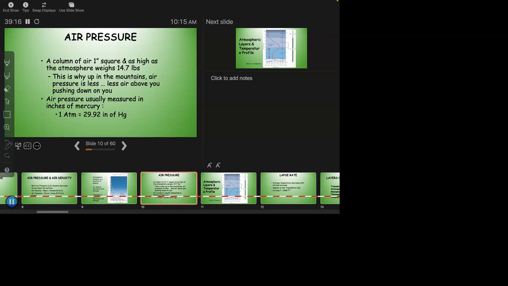Everybody. Top of a mountain. Lower. Good. Less air. Less air pressure. Capisce? Good? All right.